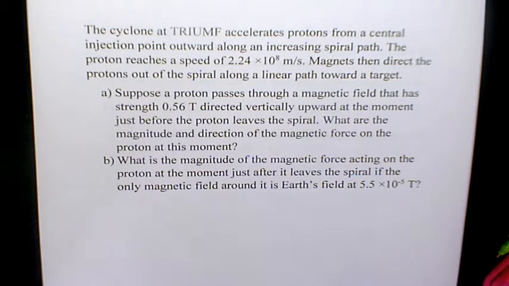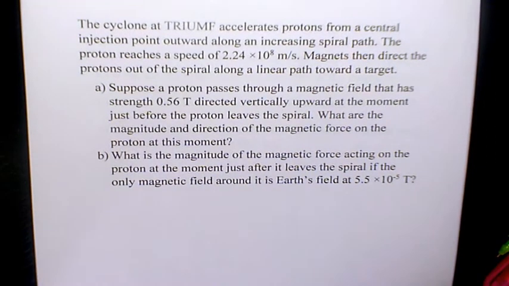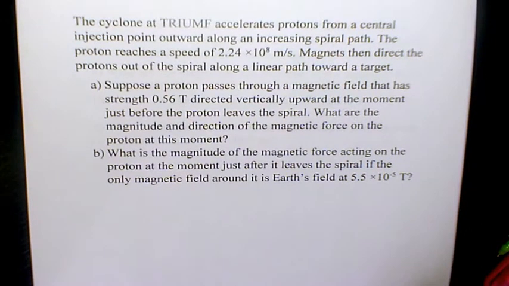The cyclotron TRIUMF accelerates a proton from a central injection point outward along an increasing spiral path. The proton reaches a speed of 2.24 times 10 to the power of 8 meters per second. Magnets then direct the proton out of the spiral along a linear path toward a target.